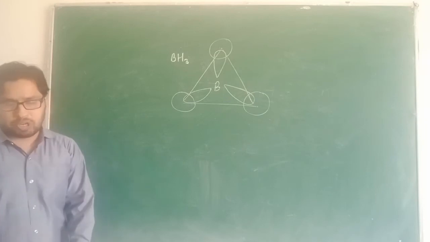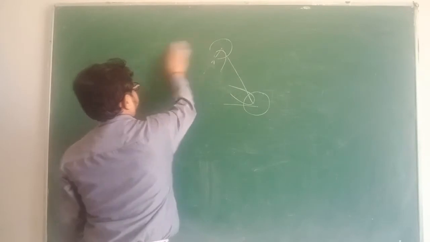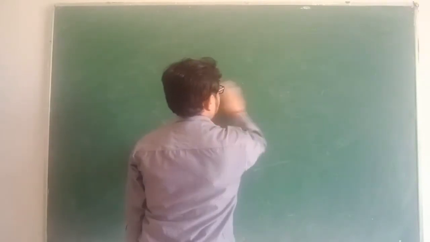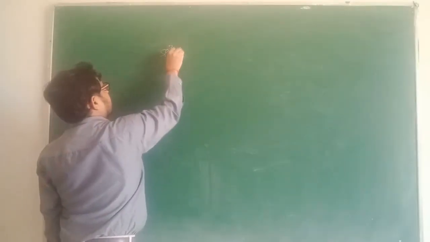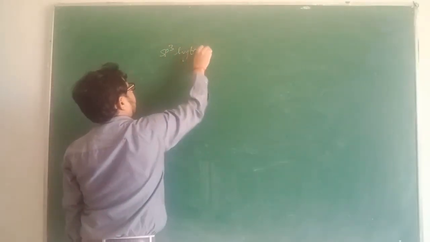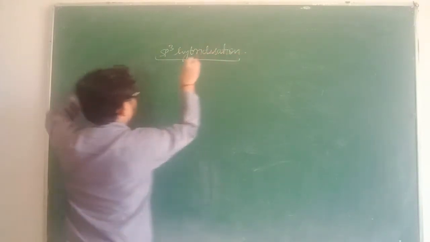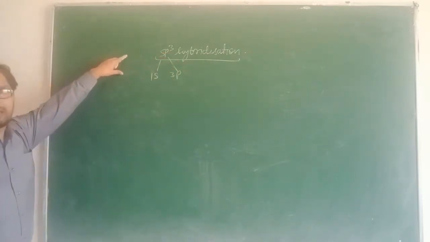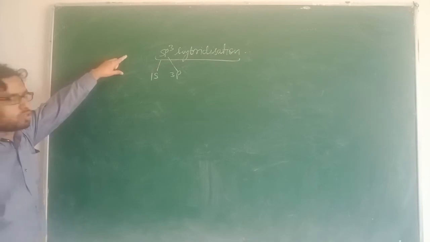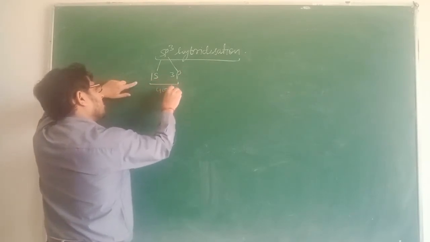This is sp3 hybridization. How to find out? Now you can see here in sp3, one s orbital and three p orbitals are going to participate here. So you can see the total number of orbitals here is 4.